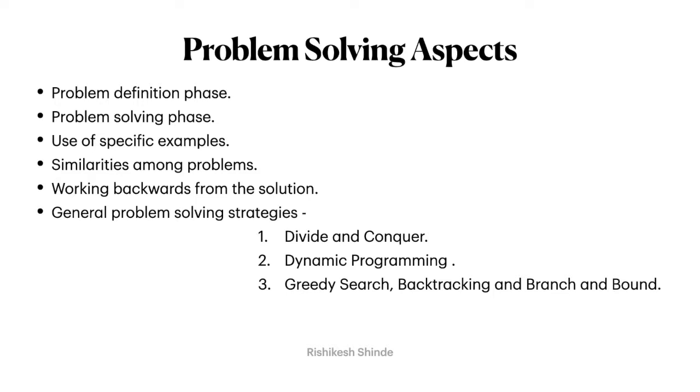And the last problem solving aspect can be general problem solving strategies. So this is the main aspect. There are a number of general and powerful conceptual strategies that are repeatedly used in computer science for solving problems. Some commonly used strategies are divide and conquer, dynamic programming, greedy search, backtracking, and branch and bound methods. So these are some basic and mostly used problem solving strategies.